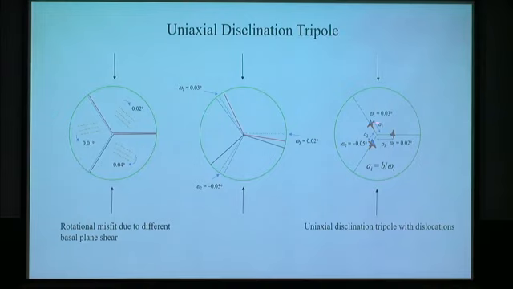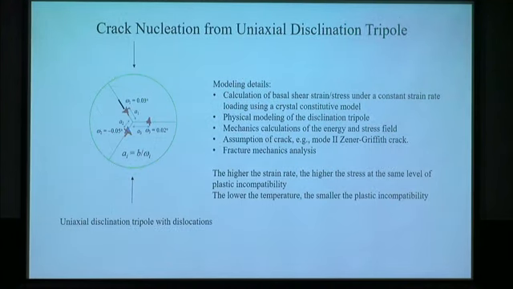So basically we have these disclination dipoles. Now, disclination dipoles are pretty strong; they possess pretty strong singularities. What do I need to do? I need to calculate the basal shear strain using some sort of constitutive model for the crystal. I need to model the disclination dipole. I need to calculate the energy in the stress field, and I need to assume what kind of crack would be produced.